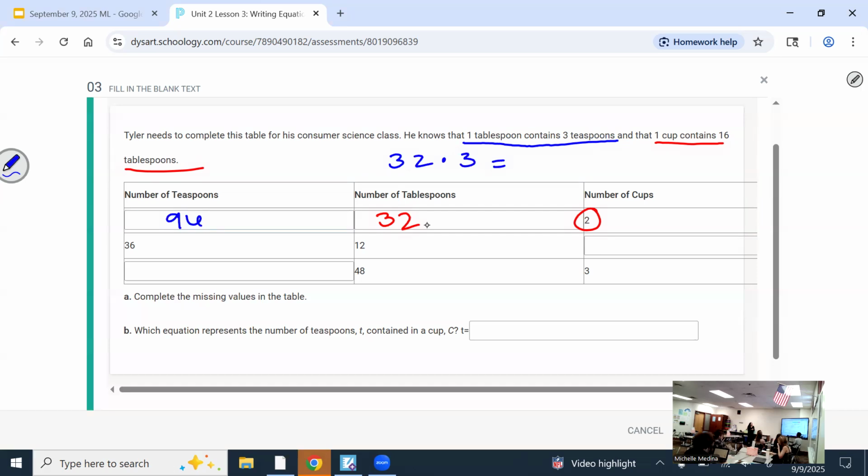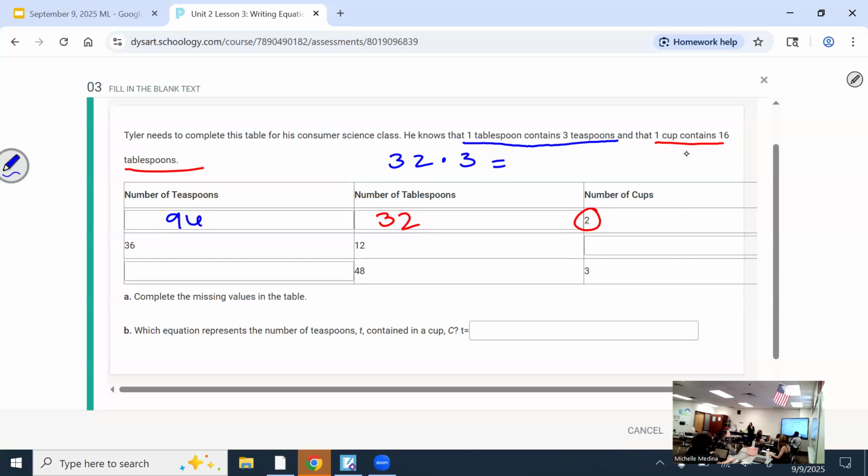When I'm going from left to right, I should expect the numbers to get smaller rather than bigger. Okay, so I right now am missing the cups. I know I have 12 tablespoons. Is that going to be smaller or bigger than 1 cup? Smaller, because I know that 1 cup contains 16. Do you know what math I need to do for this one? Division.